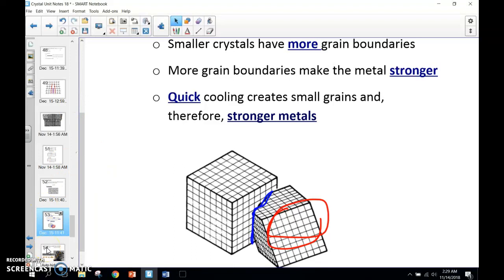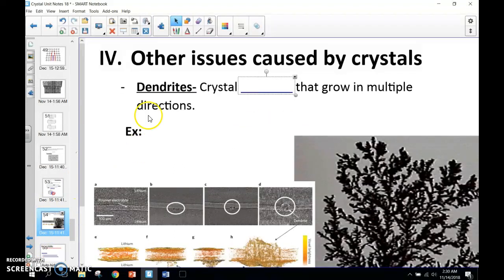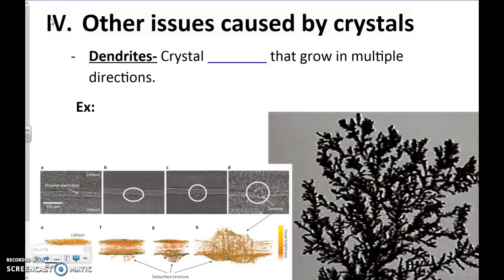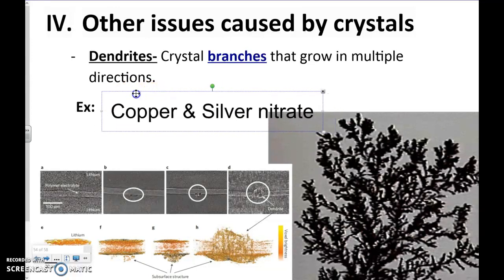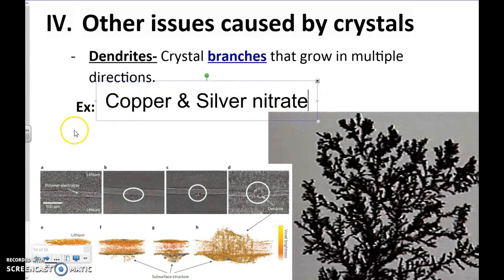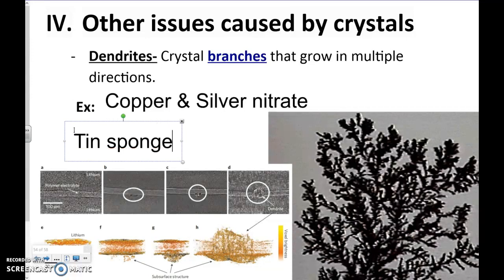Last, and I put it in defects because it can actually be a big problem. Not that it's a defect, it's actually a type of growth. We have dendrites. They are crystal branches that grow in multiple directions. One example that you have seen is copper and silver nitrate. Under the microscope, you should have seen that. You're also going to make observations with the tin sponge.